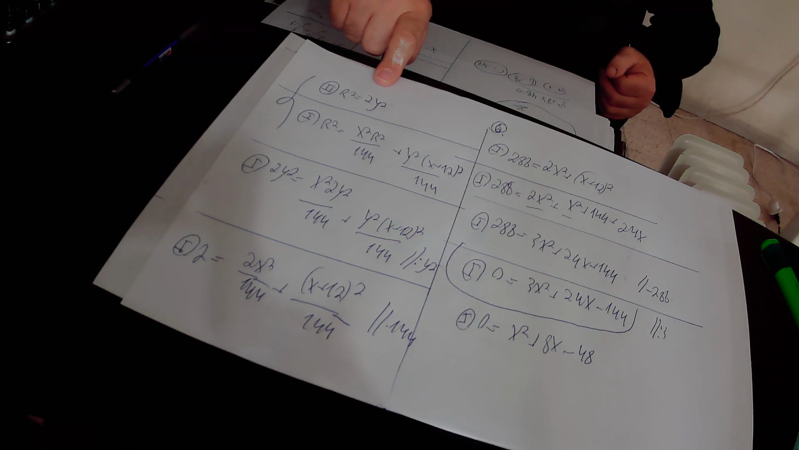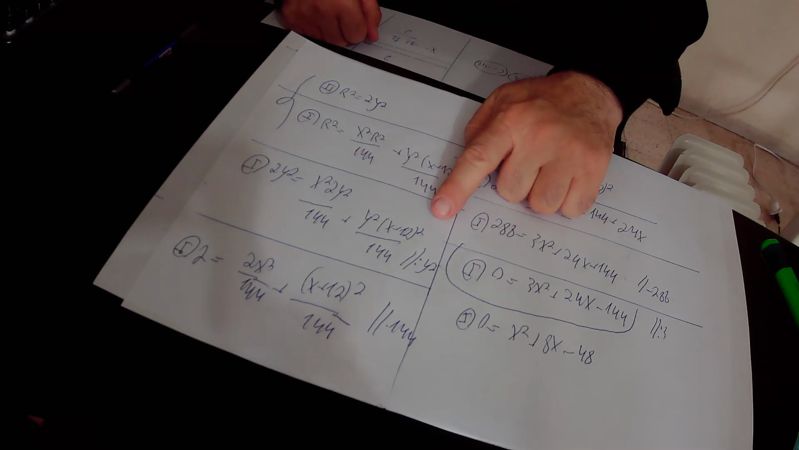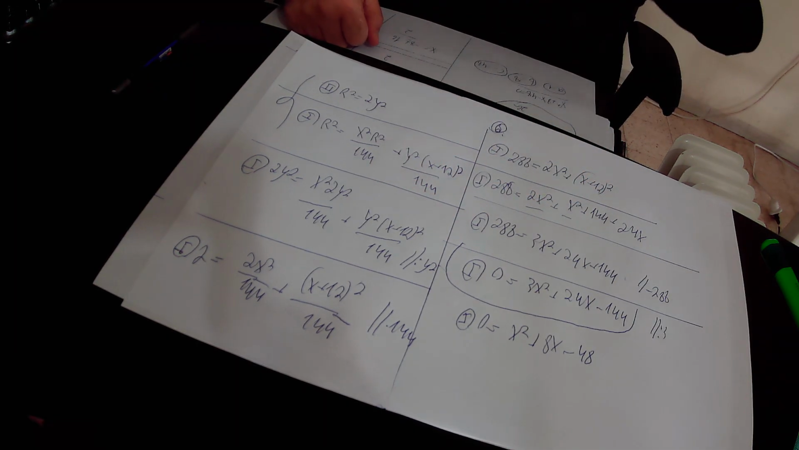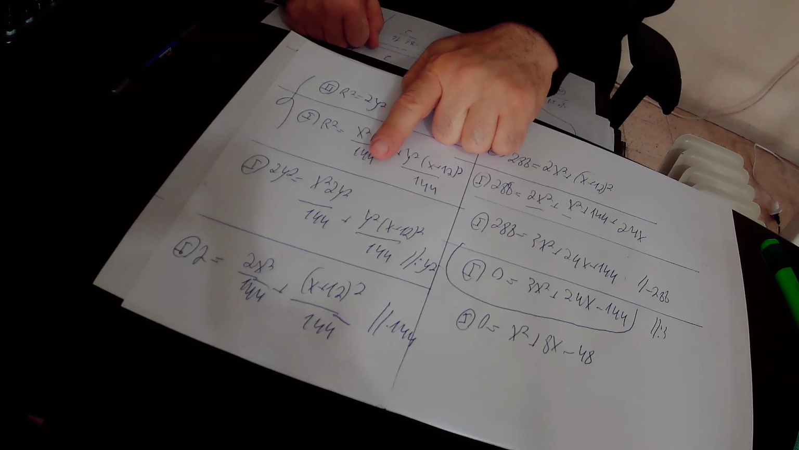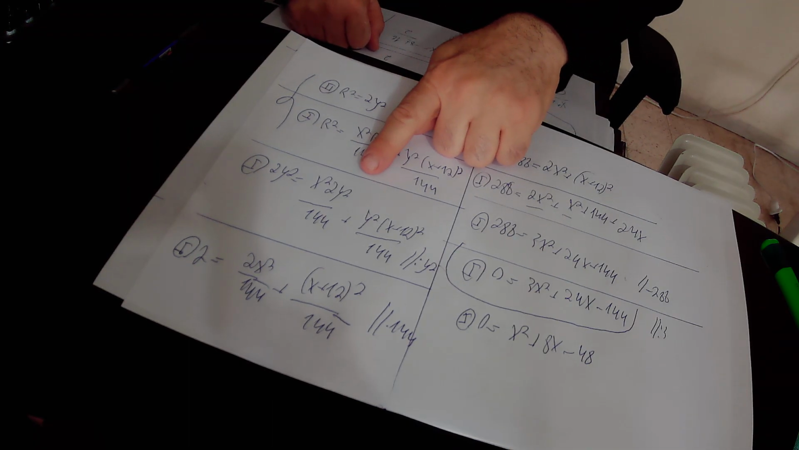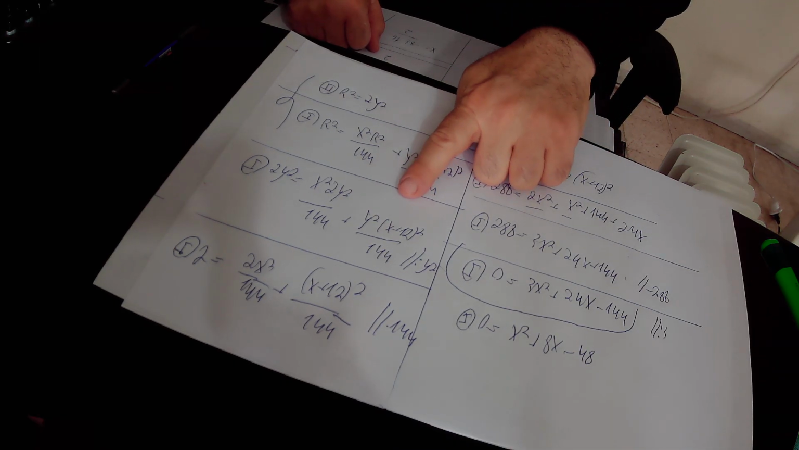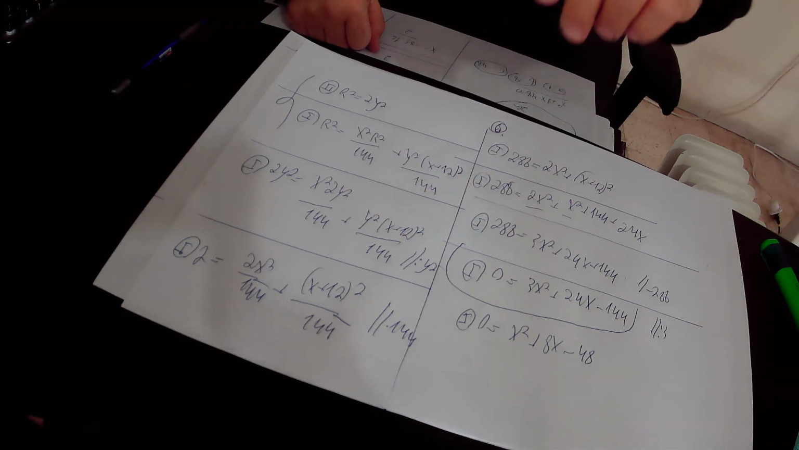And R square according to equation 2 is 2y square divided by 124 plus y square times x plus 12 square over 124. So here we divided this equation 1 by y square, and finally found out that 2y square over y square is 2. Here y square will get cancelled, and we have to leave 2x square over 124. Plus we have y square in this equation, so y square in this equation also will get cancelled, and we have to leave x plus 12 square over 124.